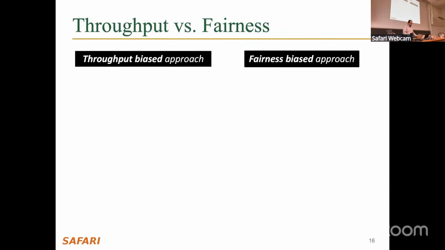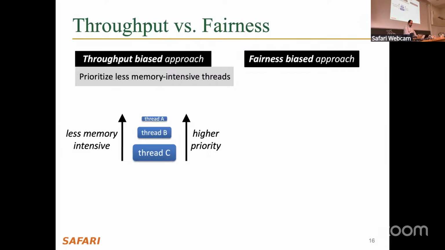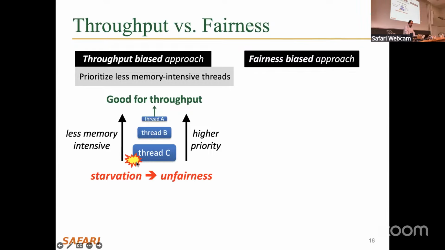So let's compare throughput versus fairness, like how we need to tune our decision when we want to get better throughput or when we want to get better fairness. For the throughput bias approach, essentially we need to prioritize less memory intensive threads. These threads, thread C, B, and A, you can see that as we go up, they are less memory intensive. So in this throughput bias approach, we try to prioritize the threads that are less memory intensive more and more. So this is good for throughput. However, it can cause starvation for thread C, which in the end can cause unfairness.